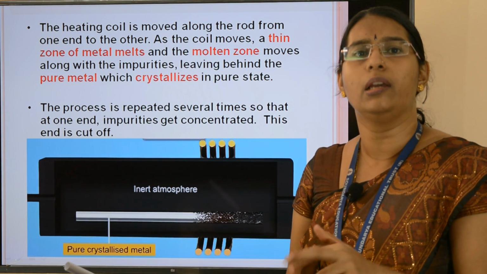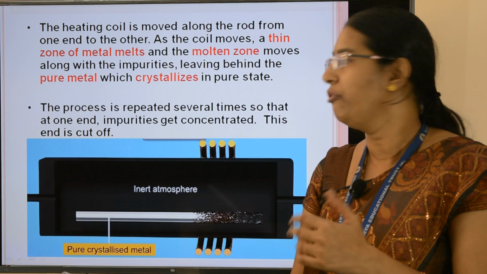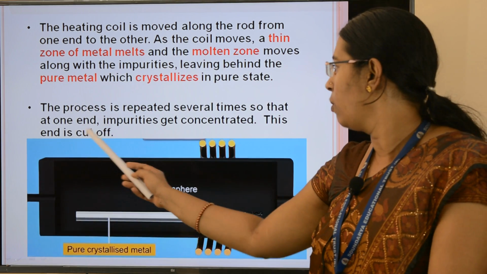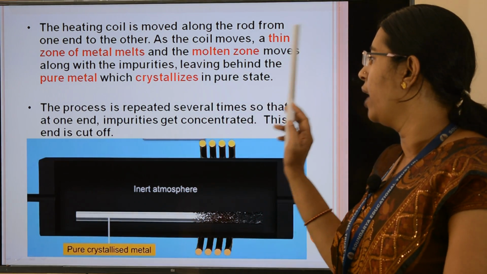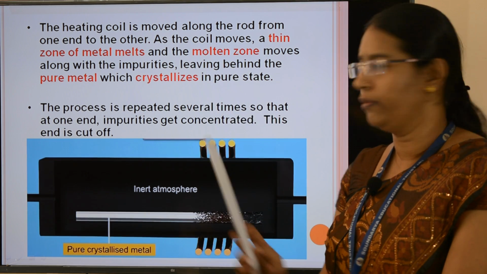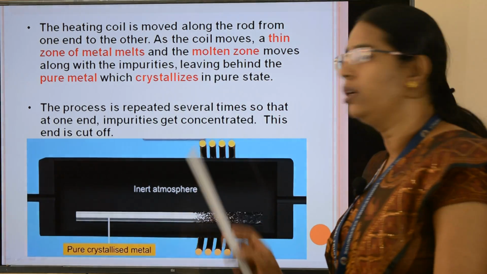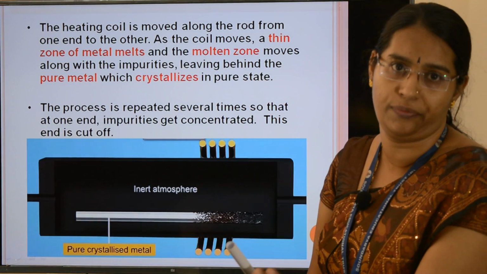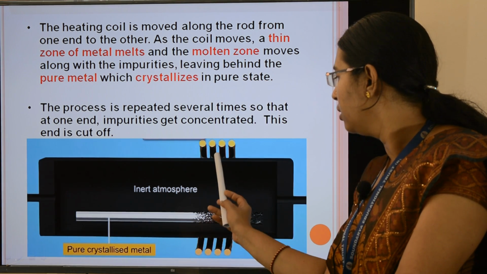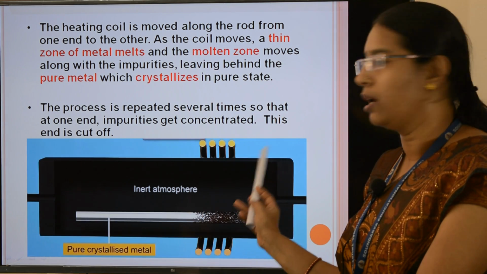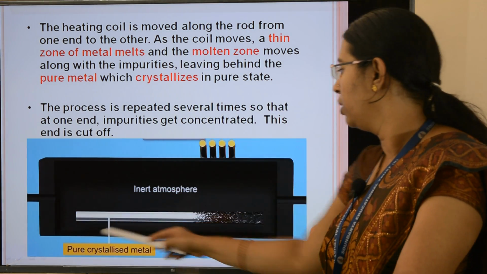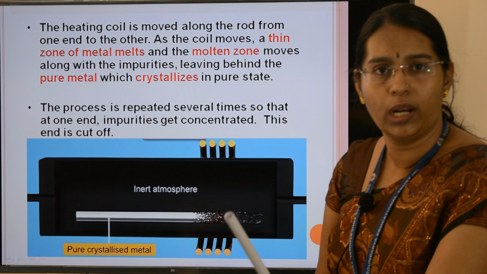This procedure is repeated several times. After each time you get more and more purity. After repeating the process several times, one end will be concentrated with only the impurities, whereas the remaining part of the metal rod is in the purest form. This impure end of the rod is cut and can be discarded, and you get pure crystallized metal, as you can see in this diagram. So this is a very important process.